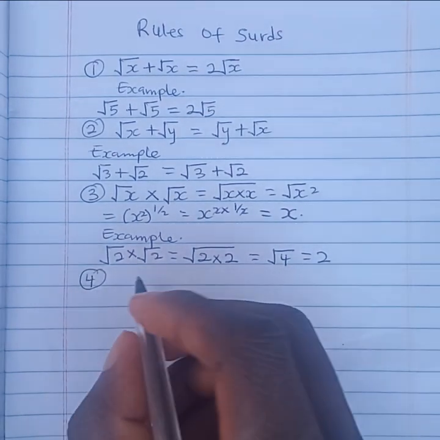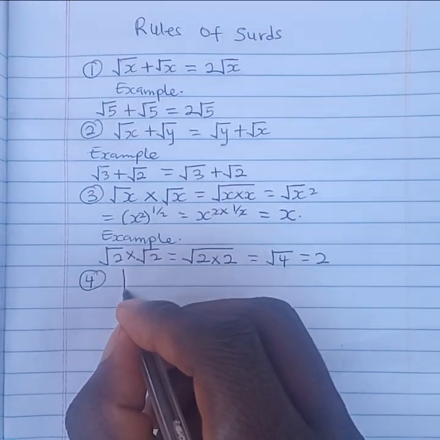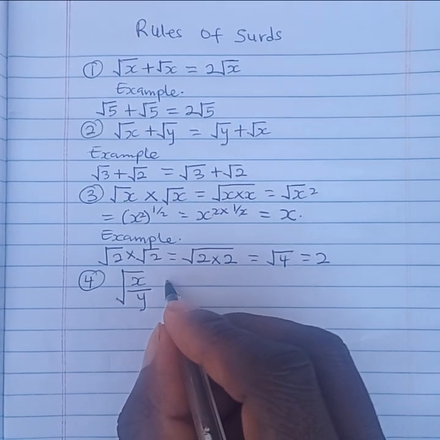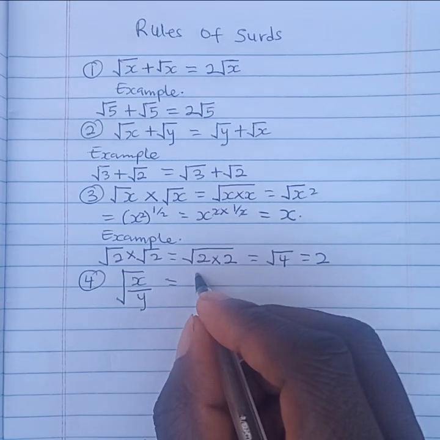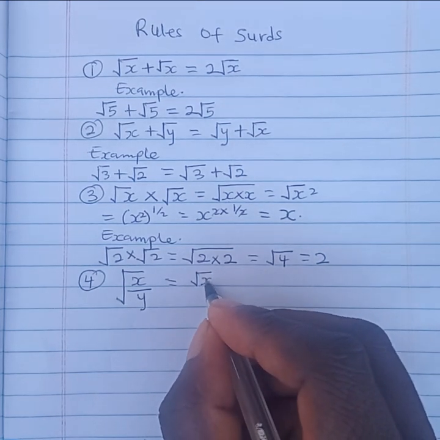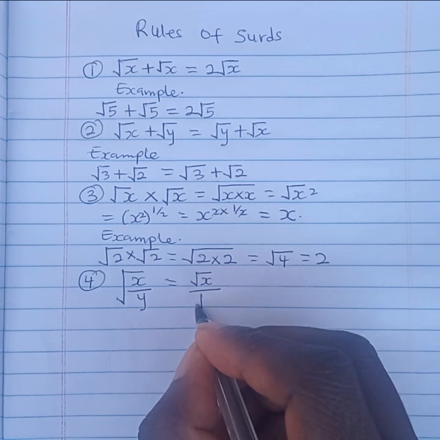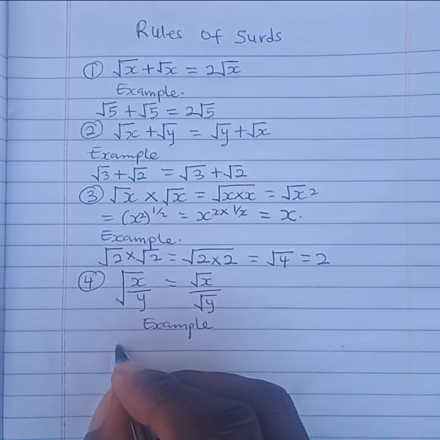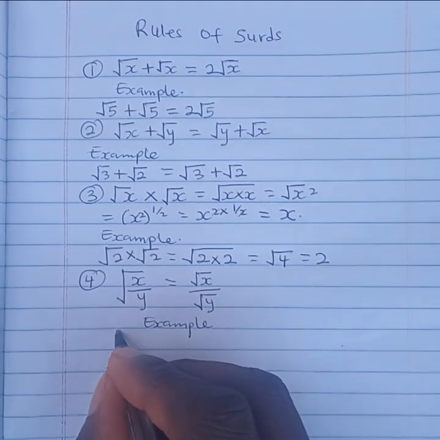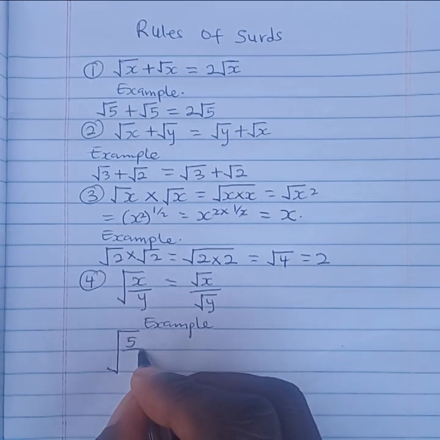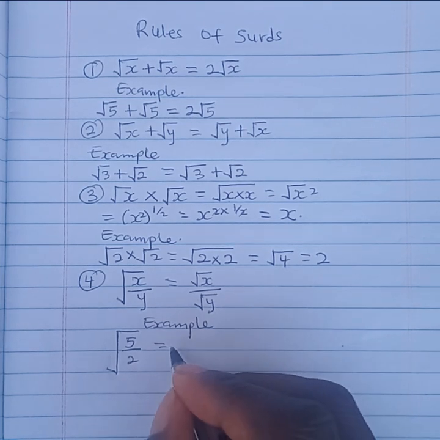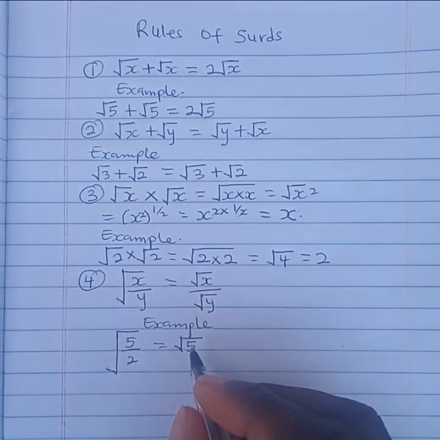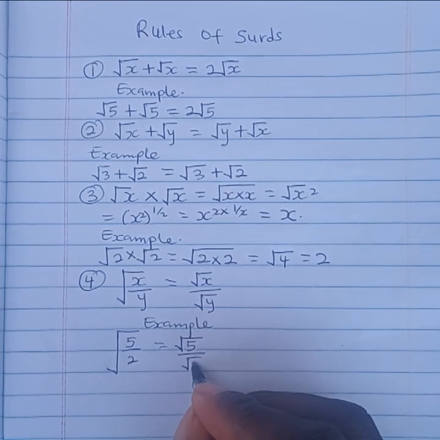Rule number 4: when we have square root of x divided by y, you can simplify and get square root of x divided by square root of y. So let's take an example. When we have square root of 5 divided by 2, you can simplify this to square root of 5 divided by square root of 2.